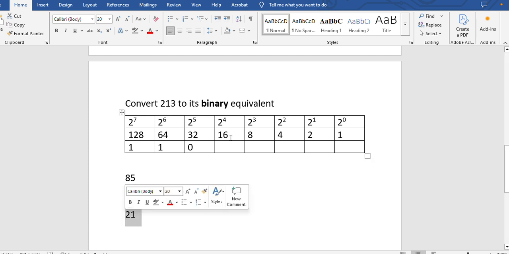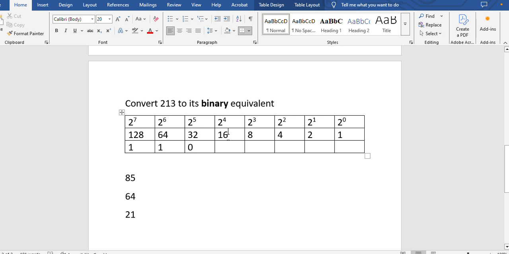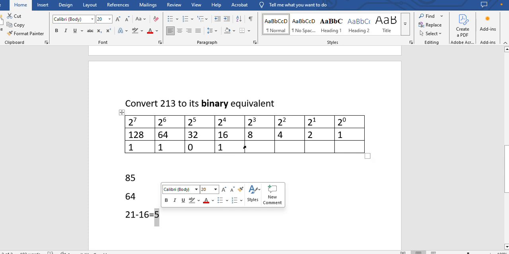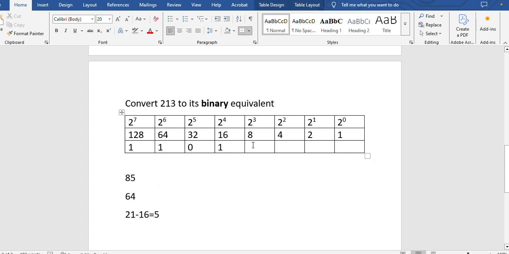Once you write 0, you don't do any subtractions. You just take the same 21 and compare it to the next value. Is 21 greater than 16? Yes, it's greater than 16. So you write 1 like that, and then you subtract 16 from here, and when you subtract 16, you get 5.